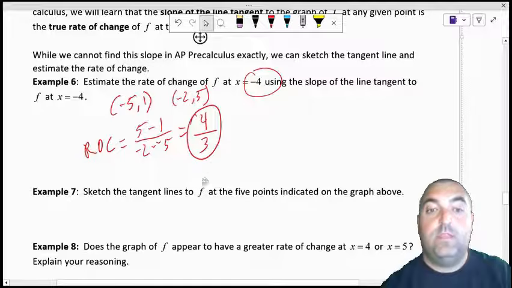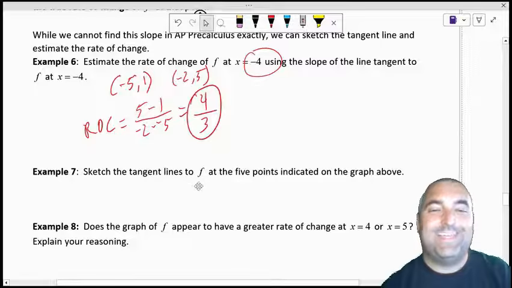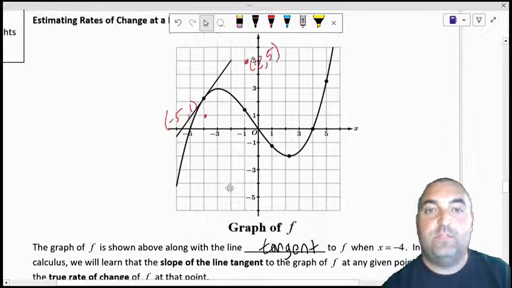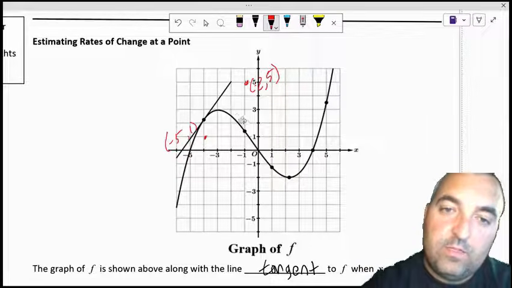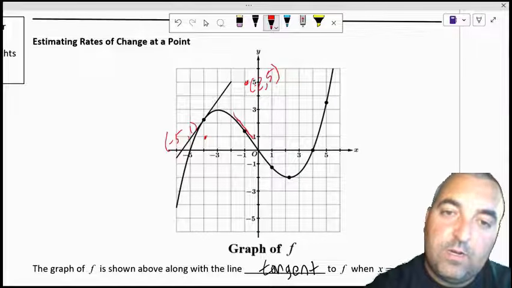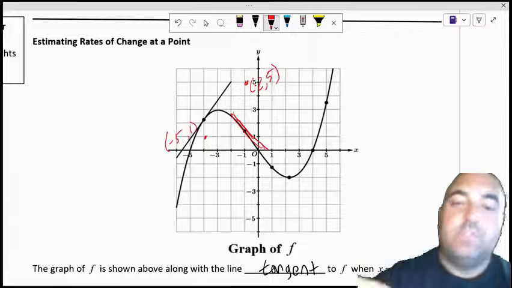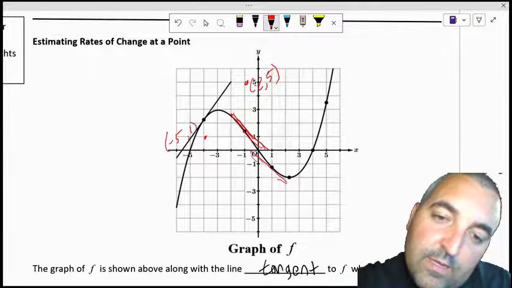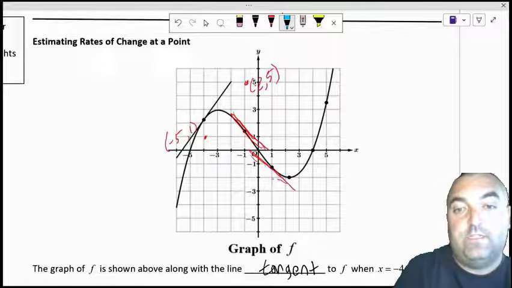Okay. Now it wants us to sketch the tangent lines of f at the 5 points above. So let's go ahead and do that. So what we're going to do, and again, yours might look a little different than mine, is try to draw lines that would touch these points once, but not more than once. Touch at those specific points, but not touch the rest of the graph.